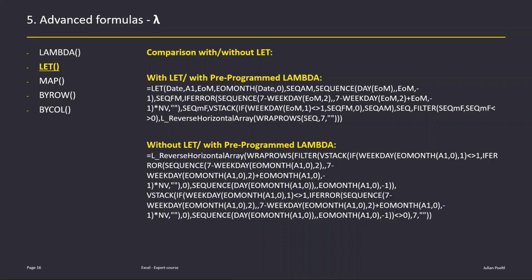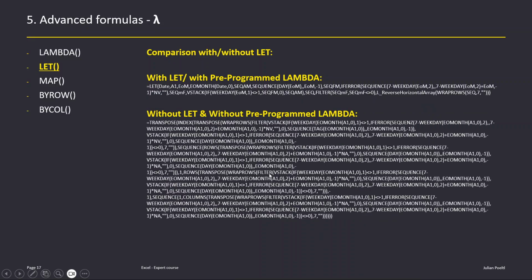And here, for example, a comparison of what you can do with or without LET. This is the same formula, but one time with LET and with pre-programmed lambdas, quite small. Here without LET, but with pre-programmed lambdas. And here, this is the formula if you don't have LET and don't have pre-programmed lambdas. So you see, complicated.